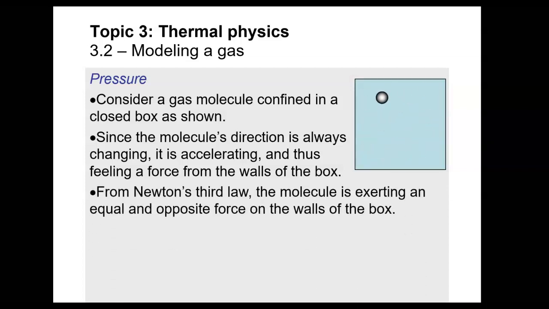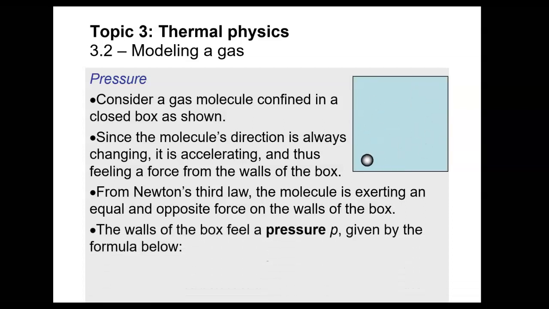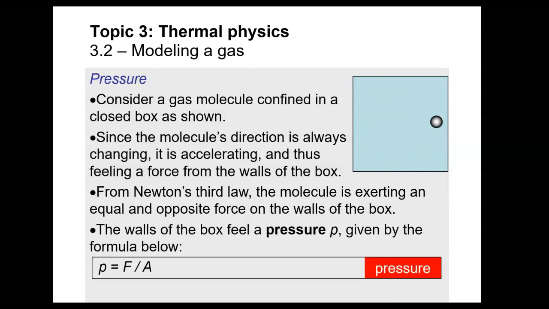Because of Newton's third law, if there's a force from the box on the gas particle, there must be a force from the gas particle on the walls of the box. And so the walls of the box feel that force. We would say that they feel a pressure P given by the formula below. And so this is the macroscopic understanding of pressure.